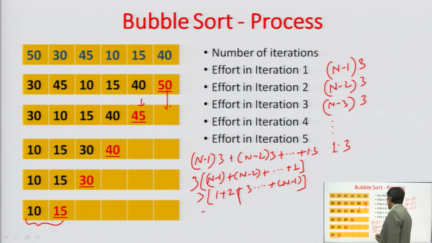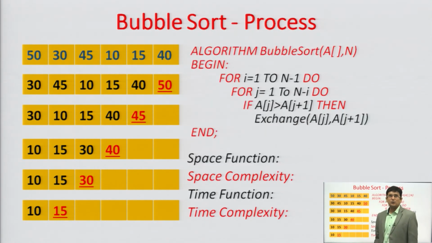This is summation n minus 1. The value of summation n minus 1 is n into n minus 1 by 2. So, this is 3 by 2 into n into n minus 1. So, the time function here is 3 by 2 into n into n minus 1, or you can write it as 3 by 2 into n square minus n. Hence, the time complexity can be written as order of n square.